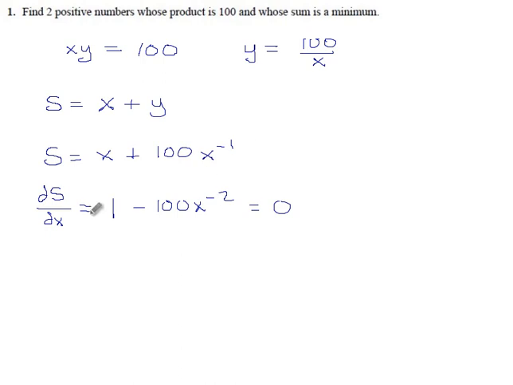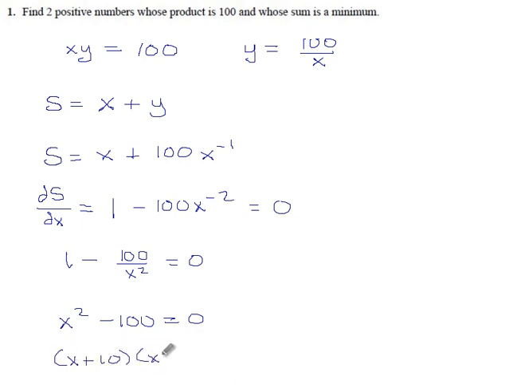Well, how do we solve that? 1 minus 100 over x squared equals 0. Remember that trick where we multiply everything by the denominator? If we do that here, we get 1x squared minus 100 equals 0. That's an improvement. Factor that, and you get x plus 10, x minus 10 equals 0 because it's a difference of squares. And from that we get two solutions. Either x is 10 or x is minus 10.